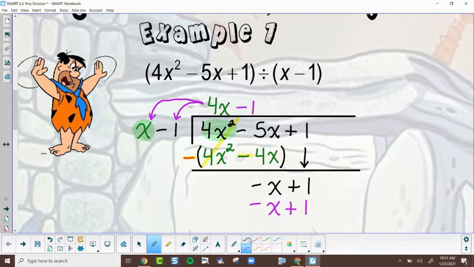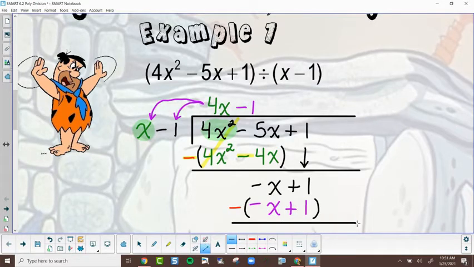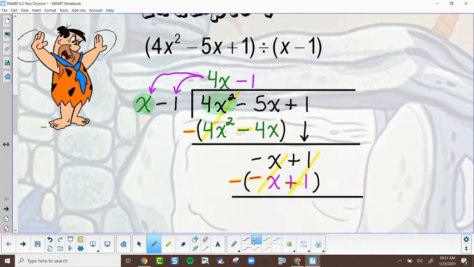Okay, that's interesting. Just don't forget, every single time you do subtract with long division. But hopefully you see something really nice, because I've got negative x plus x, so these are going to cancel, and then I've got positive 1 minus 1, these are going to cancel, and voila, you have a remainder of 0. There is nothing left over.